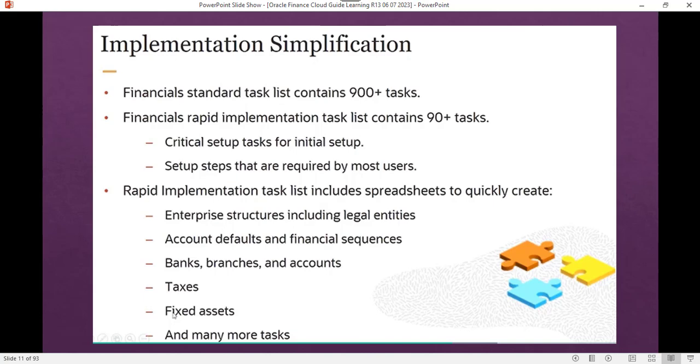Using the rapid implementation task list minimizes the time needed for you to complete your key setups and enable the day-to-day use of Oracle Financials Cloud. And there are spreadsheets you can use to do a lot of other setups. So we have our enterprise structures and legal entities, our account defaults, and financial sequencing. Those are all within the rapid implementation spreadsheet that we use for GL. But then we also have spreadsheets for our banks, setting up taxes, fixed assets, and loads more.